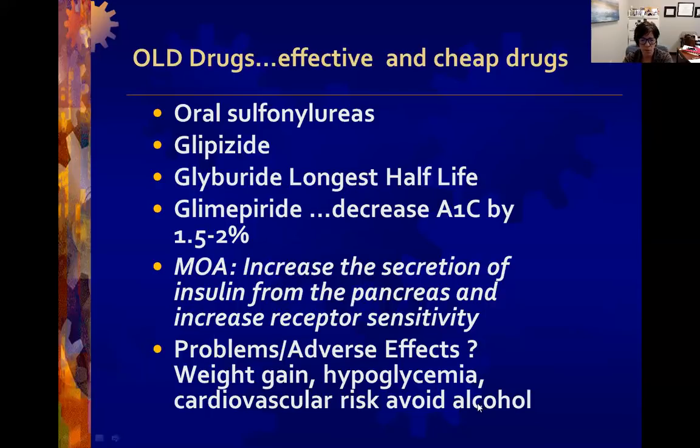Cardiovascular risks, and avoid alcohol with these drugs because of the way that they work, with their hypoglycemia risk. Glyburide has a long half-life, so you don't want to use something with a long half-life in the elderly.